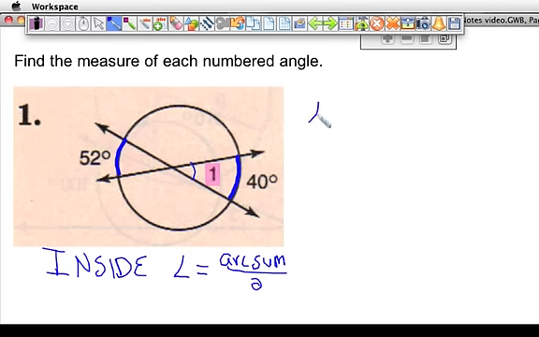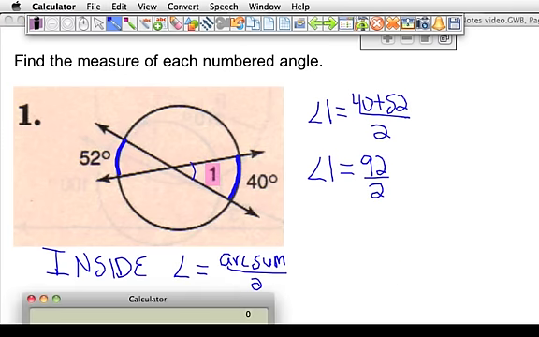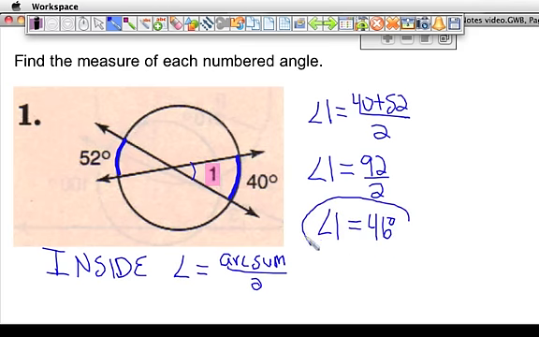So angle 1 is going to be the arc sum, 40 plus 52, and then you divide by 2. That is 92. Please correct me tomorrow if I do my addition wrong here. Divided by 2, and I don't want to do it wrong. I'm thinking it's 46. I just want to make sure. 92 divided by 2. Yeah, that's going to be 46. So angle 1 equals 46 degrees. Okay. All you do is whenever it's inside, find the two arcs that you add together and then divide by 2.